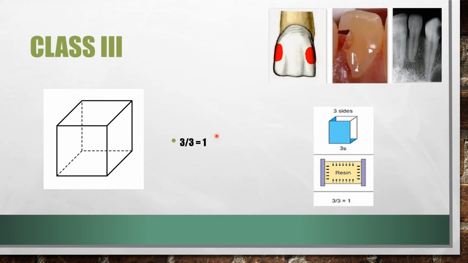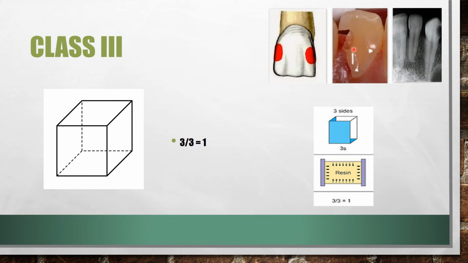In this, the configuration factor is 1 because 3 walls are bonded and 3 walls are unbonded. Now this is your class 3 cavity preparation. For example, over here this is your mesial wall, this will be your axial wall, over here this will be your cervical wall, then the occlusal or incisal wall, then the buccal and the lingual wall.